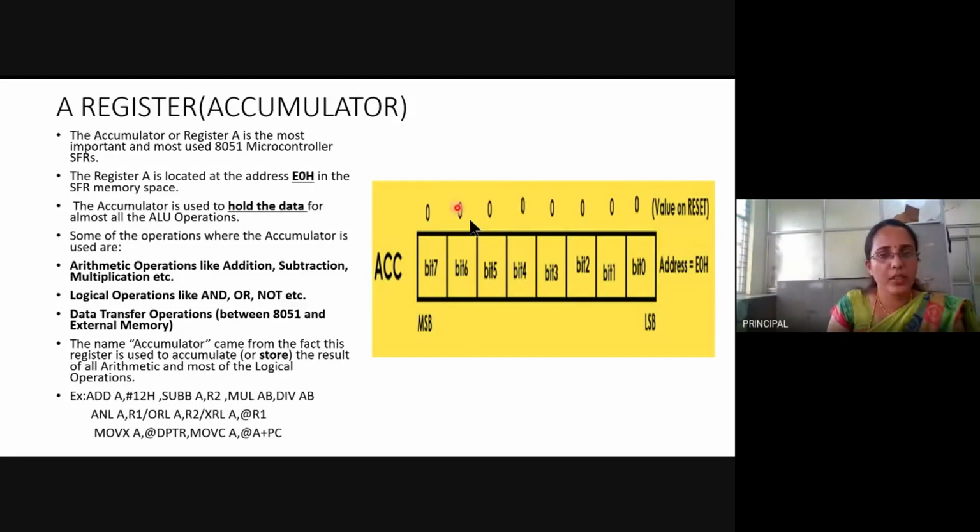The next register, the most important register, is the accumulator, called the A register. On reset, it will have 0000, and its address is E0H. It is mainly used to hold or store data. It is used in arithmetic operations, logic operations, and data transfer instructions also make use of the accumulator.